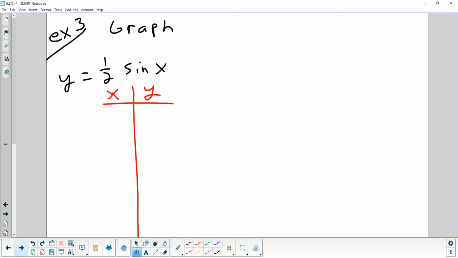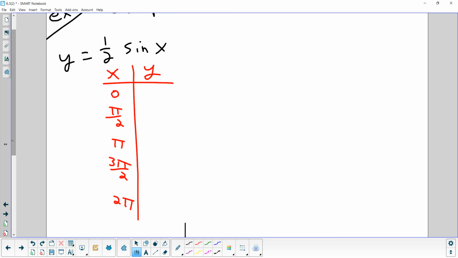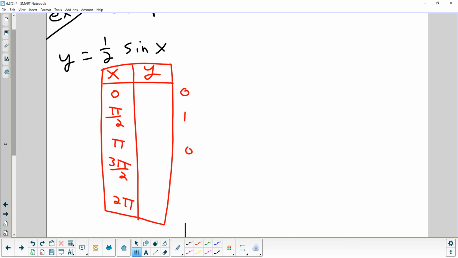Maddie, what values are going to stay the same here? The x's. So 0, pi over 2, pi, 3 pi over 2, 2 pi. Lindsay, what are my y values, my original for sine? 0, 1, 0, negative 1, 0. All right. And Annalise, we're going to take all of those and do what with them? Multiply them by 1/2.